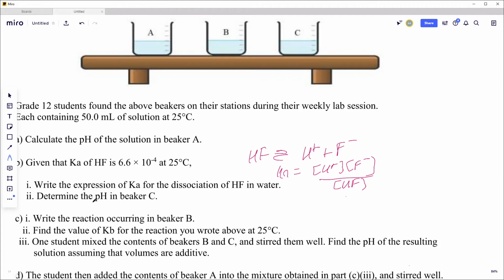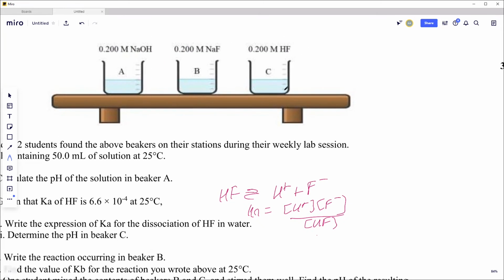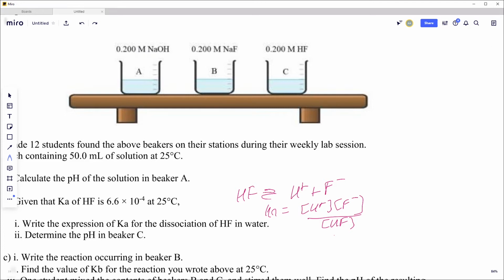And we are asked to find the pH in the next part of the beaker in C. So I guess we're talking about C this whole time, or like not this whole time, but in part B. Okay, so we're asked for the pH. So let's refer back to Ka. The most useful term in here is H plus, because this can directly give us the pH. So to find the pH from the H plus, we need to find the concentration first.